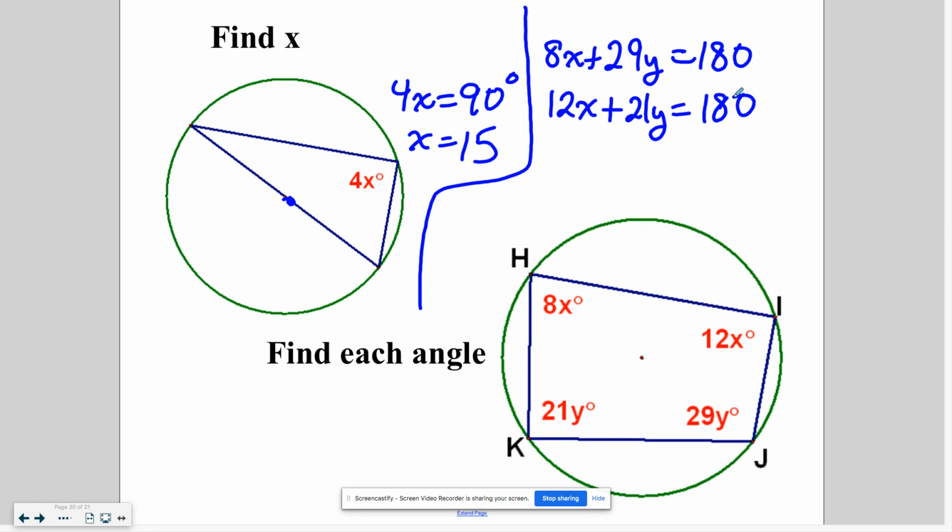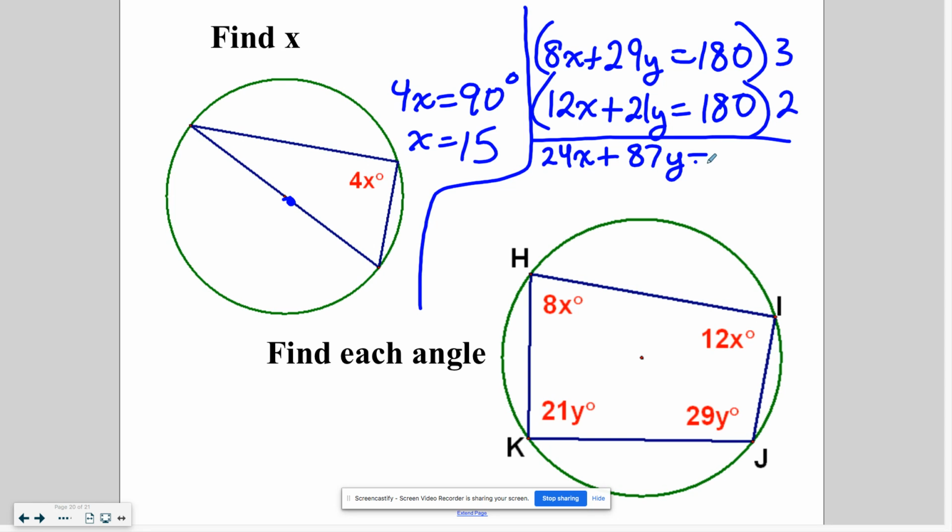So you can do different methods. You can do the elimination method. You can do substitution method. I think elimination method is probably going to be easier in this one. So maybe I want to multiply this by 3 and multiply this one by 2. Actually, we can divide, can't we? I'll multiply. Doesn't matter. There's more than one way to do this one. So 24x plus big numbers, 60, 27, 87. Right?